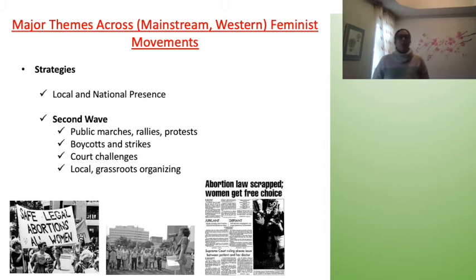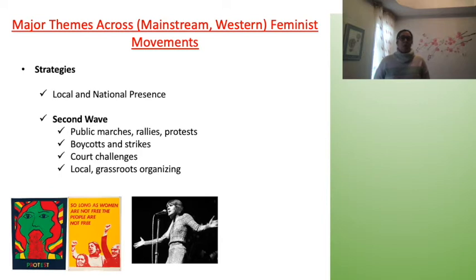We also do have a lot of grassroots or local organizing happening during this time as well for local causes. So some of the examples in the second wave would be things like local grassroots communities of women setting up support systems, things like women's shelters, providing support and resources at the local level. And then we have a lot of art and music as well that's kind of promoting some of these feminist messages.